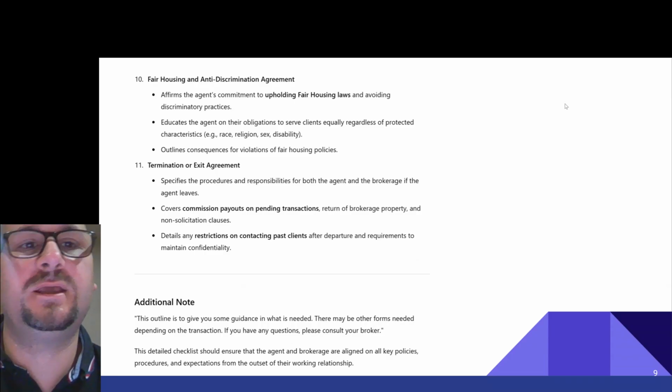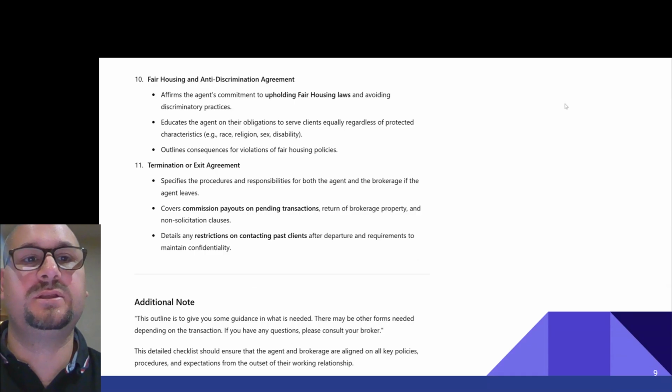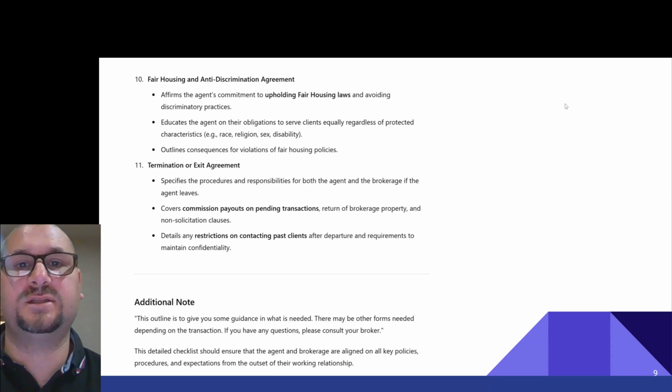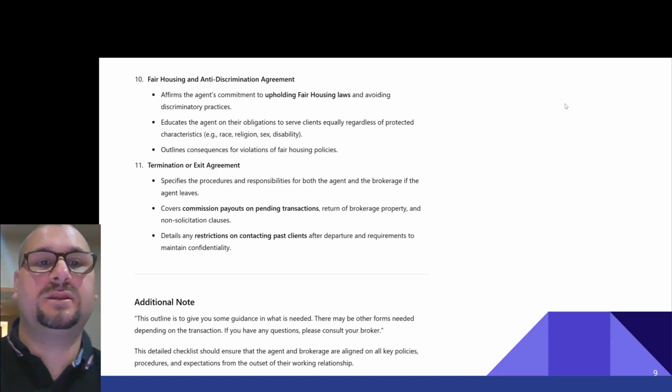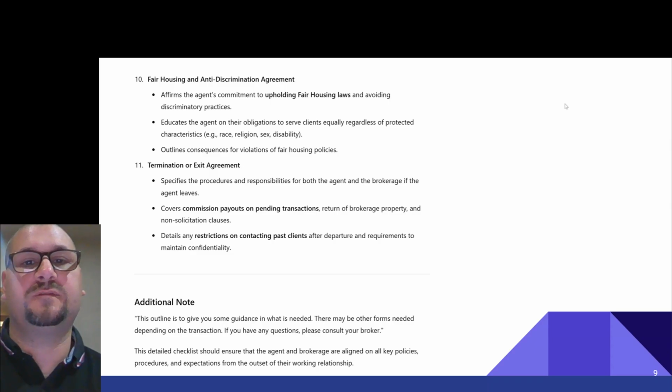Fair housing and anti-discrimination agreement. This is going to affirm the agent's commitment to upholding fair housing laws and avoiding discriminatory practices. It educates the agent on their obligation to serve clients equally, regardless of protected characteristics like race, religion, sex, disability. This is going to outline consequences for violation of fair housing policies.